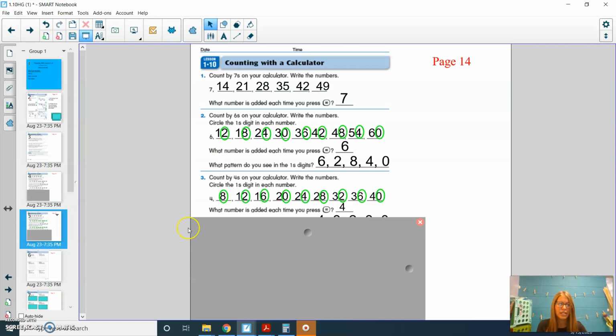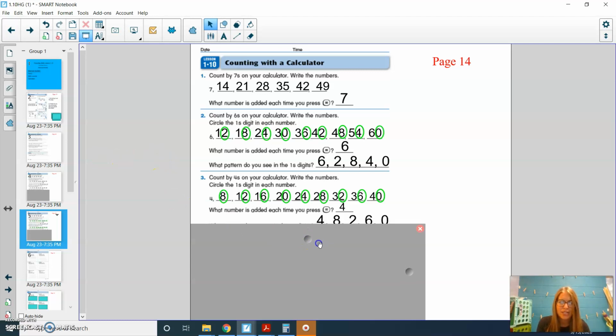So notice how I circle my 8, 2, 6, 0, 4, 8, 2, 6, 0. And I maybe could also circle that 4. If you did that first, that would be a good idea. Because then it's going to ask you again, what pattern do you notice? What pattern are you seeing?